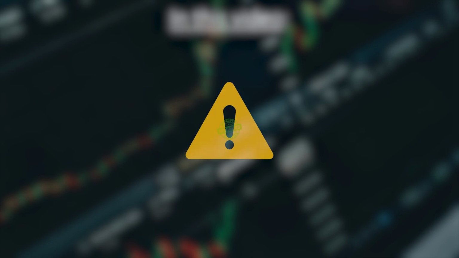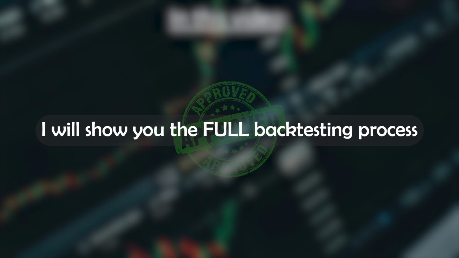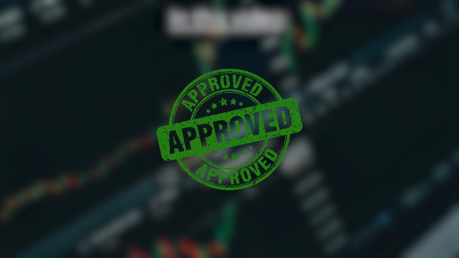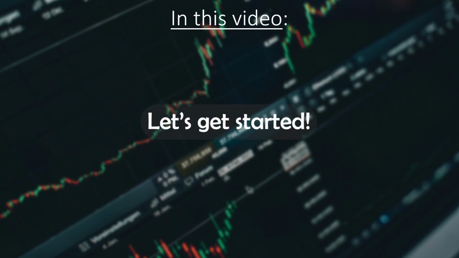You might also have come across other channels that showcase fake backtesting results in the past. But here at TradeSmart you can be 100% sure that I show you real results, as I will show you the full backtesting process so you can verify the validity of our backtest for yourself. Finally, I will show you the detailed results and equity curve and rank this strategy among the more than 70 strategies I have tested so far. So without further ado, let's get right into it.